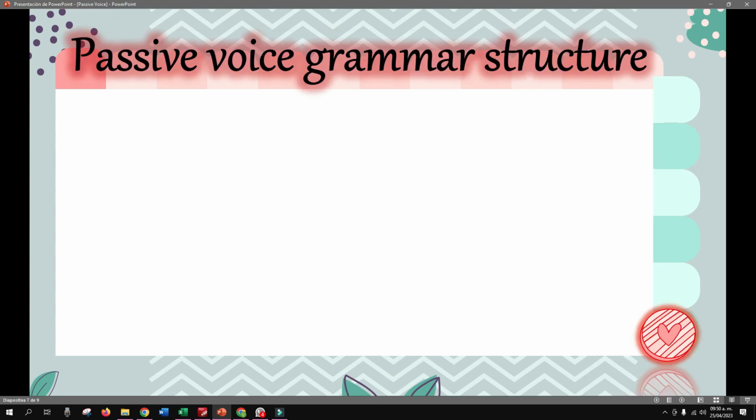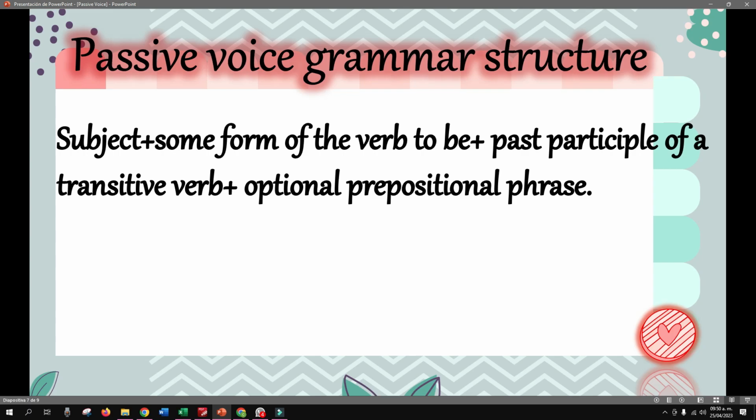What about the passive voice grammar structure? First, you're going to have a subject, some form of the verb to be. The conjugated form, it depends on the tense that you have there, right? Then you're going to have the past participle of the transitive verb, the main verb. So you're going to use the past participle. Then you can have an optional prepositional phrase, by someone else, right? The action in the case, right?